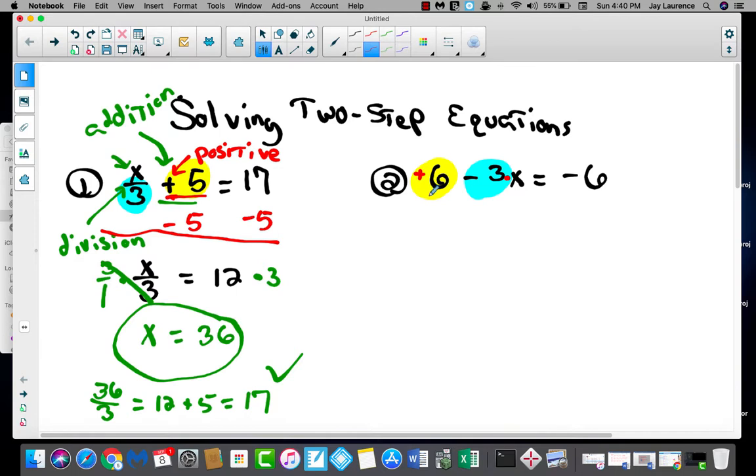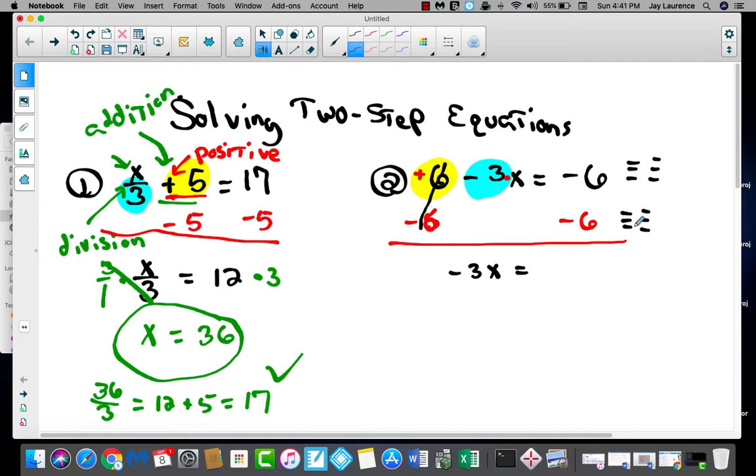So since this is a positive 6, I'm going to subtract 6 from both sides. Okay, when that happens, these will cancel, leaving me a negative 3x equals, now remember, when the signs are the same, this is an addition problem. So I have 6 negatives here. Look at this, 1, 2, 3, 4, 5, 6. Below it, I have 6 more negatives, 1, 2, 3, 4, 5, 6. What do I have? Well, altogether I have 12 negatives, or negative 12.